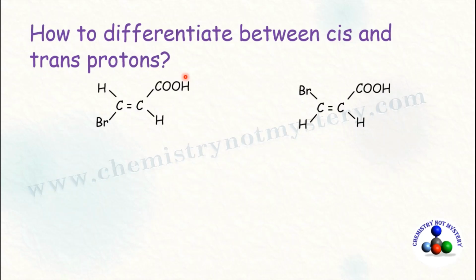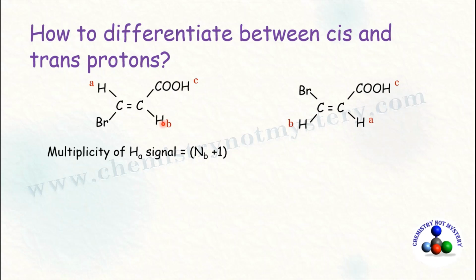Now let's see how we differentiate between cis and trans protons of geometrical isomers. First of all, identify the chemically equivalent protons in both the isomers. So there are 3 sets of chemically equivalent protons in both the isomers. Let's calculate the multiplicity of A set of protons in both the isomers. In trans isomer, proton A has one neighboring proton. In cis isomer also, proton A has just one neighboring proton. So in both the isomers, you will get 1 plus 1 is equal to 2. That means in both the isomers, proton A will give a doublet.